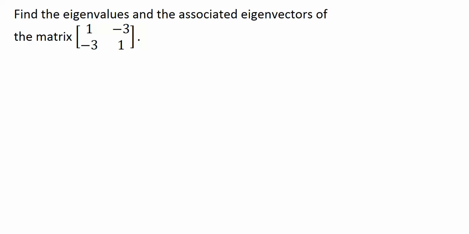I'm going to add an extra component to this problem, and that is that once I find my eigenvalues and eigenvectors, I'm going to check to make sure that my solution is correct. So we start off by calculating the determinant where we take lambda off each of the diagonal terms.